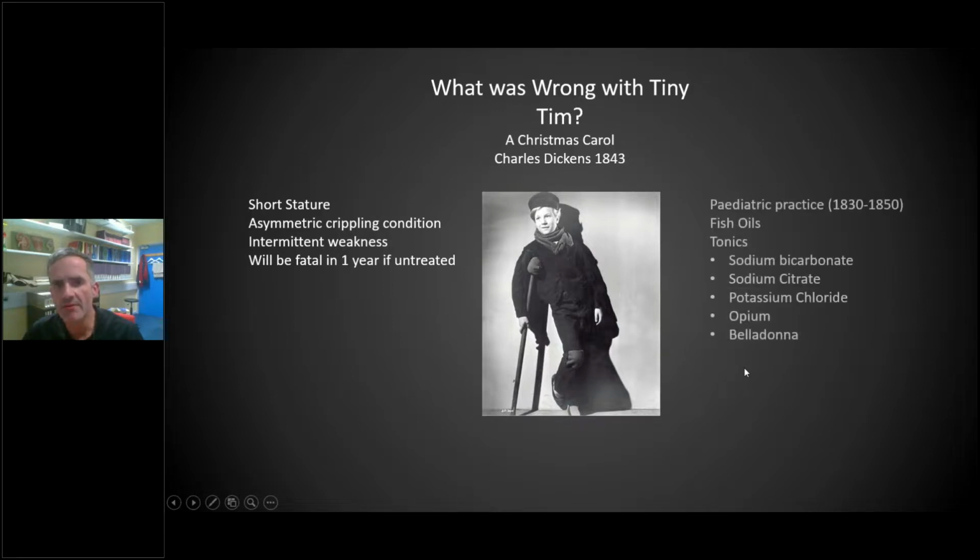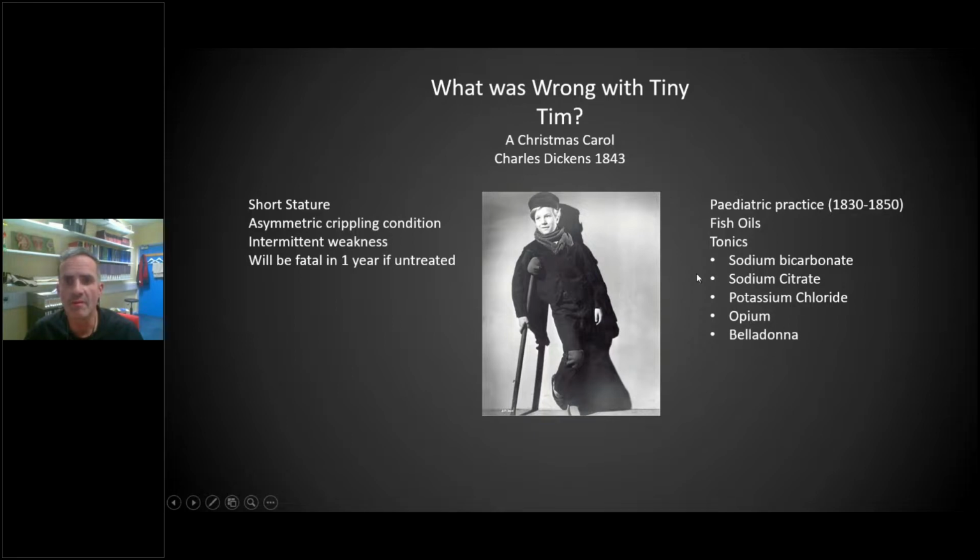We know that back in Victorian times, the sort of things they used as a pediatric tonic, and I'm not sure it's changed very much in pediatrics, honestly, were fish oils and tonics. Fish oils are rich in vitamin D and that kind of stuff, things which will increase your serum calcium. The tonics would be rich in salts of sodium bicarbonate, sodium citrate, potassium chloride, all things which are good for you in renal tubular acidosis. They'd often have opium in, to help with the pain of kidney stones, and belladonna.